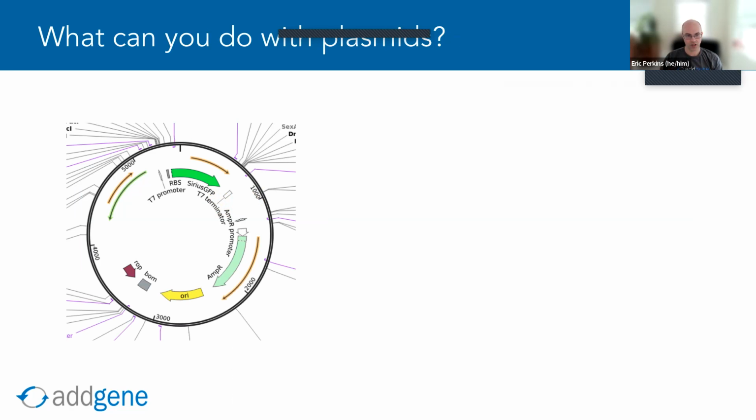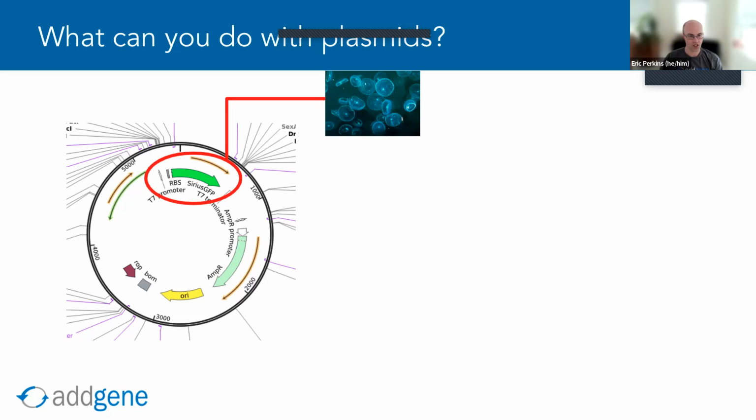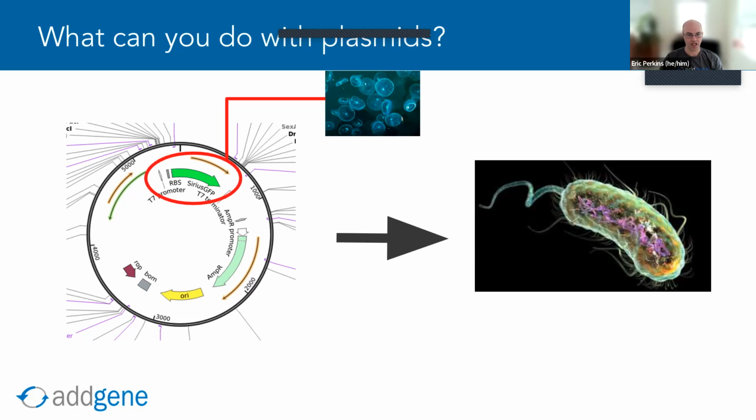So here's a quick demonstration of what some of these things can do. So this is a plasmid, which has a type of green fluorescent protein in it. And the green fluorescent protein comes from a jellyfish. So there's the jellyfish, and this gene helps jellyfish glow. And we can take that gene and we can put it into bacteria, in this case, E. coli. Now, we don't use the E. coli that make people sick. We use it for other things.